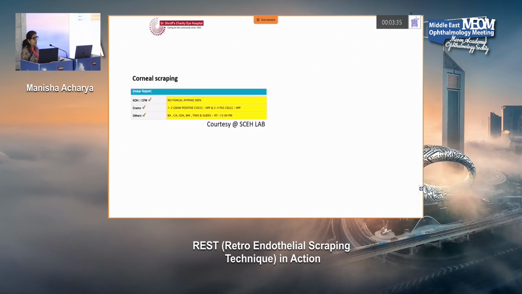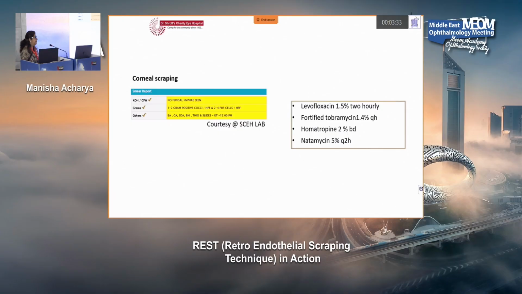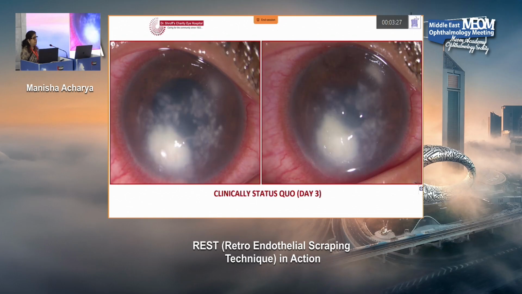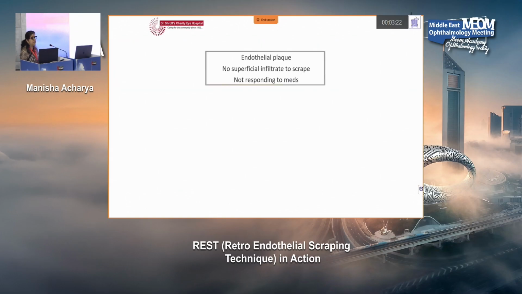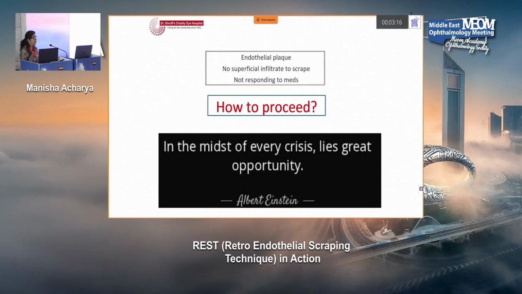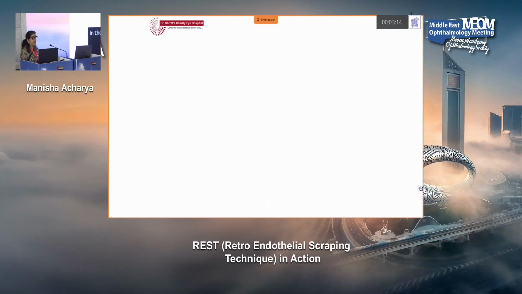But we did the scraping, did not find anything, so converted it more to antibacterial, but continued on the clinical suspicion. 3 days later, status quo, nothing changes. So what we have here is an endothelial plaque with no superficial infiltrate to scrape and is not responding to medications. What do we do? Sometimes you have to think out of the box.